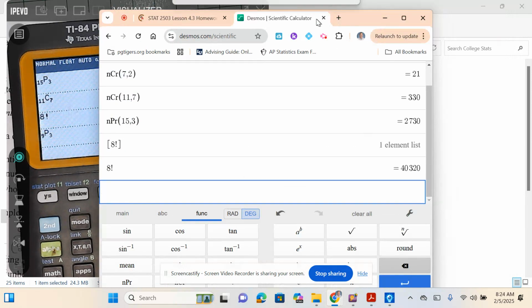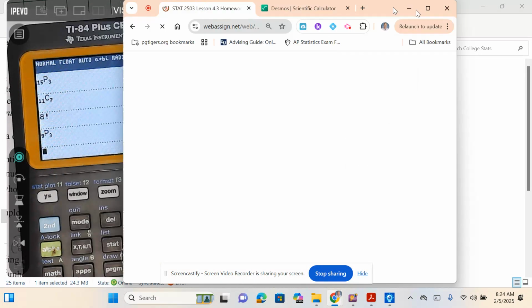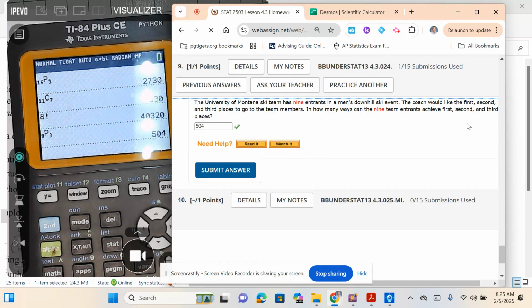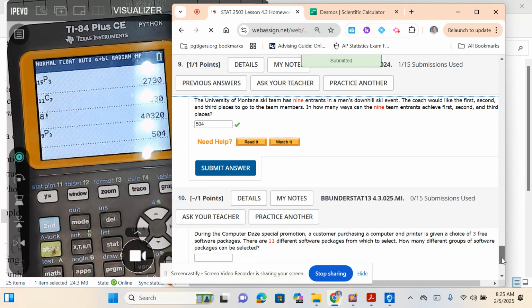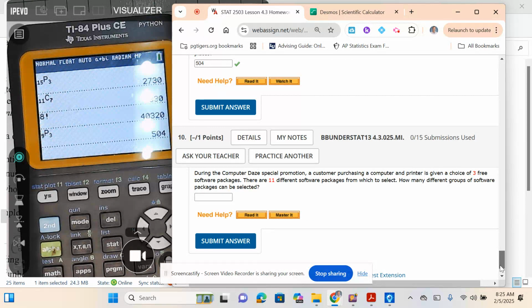So it's math, PRB, NPR, 9 people, and then for 3 spots because it's first, second, or third. So it'd be 504. As I said, you could do this on Desmos as well. NPR 9, 3. Lastly, number 10, during the computer day special promotion at customer service, purchasing a computer and a printer is given a choice of 3 free software packages. There's 11 different software packages. How many different groups can be selected?